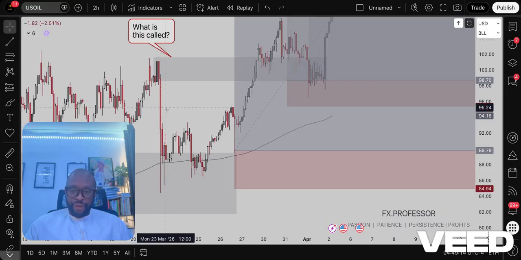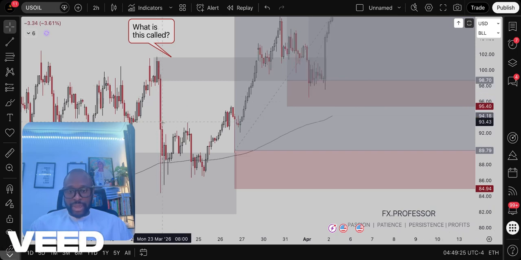Volume. We have volume in the market, the big candles, the aggressive push to the downside. Then we also have our fair value gap, which is the point between this candle and this candle. We have our fair value gap. So right here, we do have our order block.